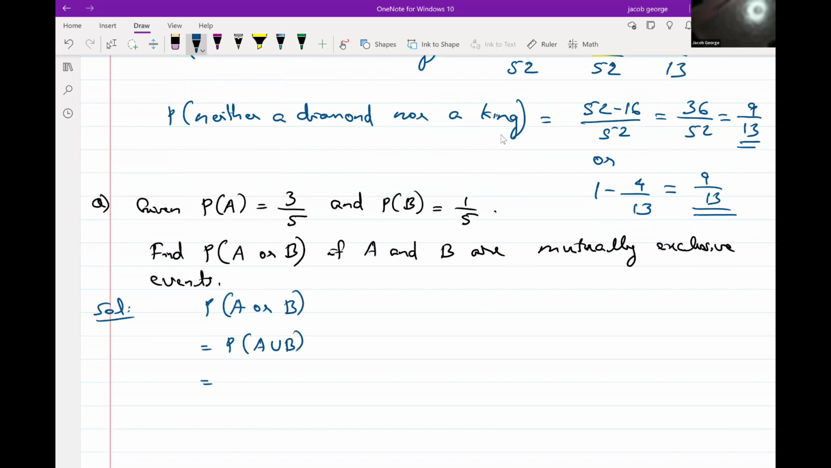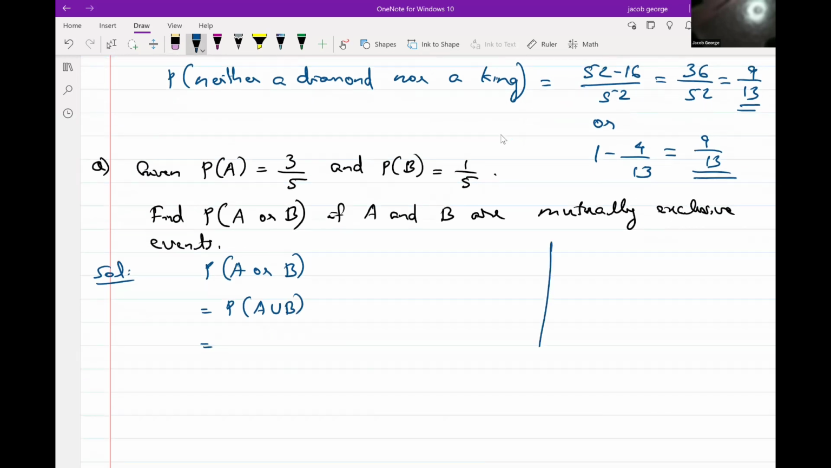When these are mutually exclusive events, we know A intersection B is the null set, or P of A intersection B is the probability of the null set, that is 0. So this becomes P of A plus P of B minus P of A intersection B, that will become 0. Then what will be the answer? We just add them, you will get the answer.